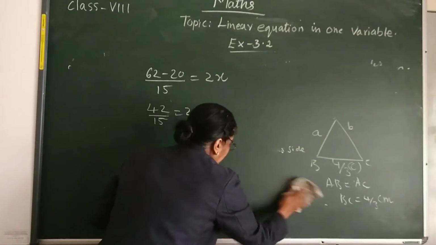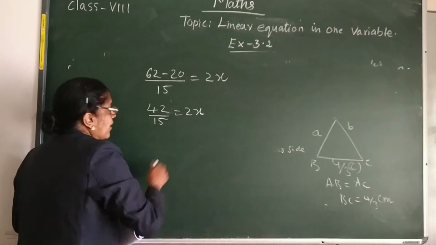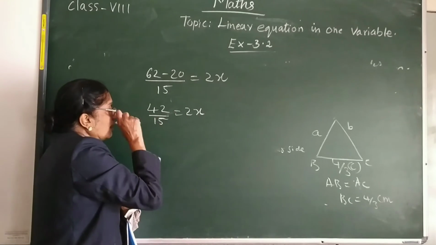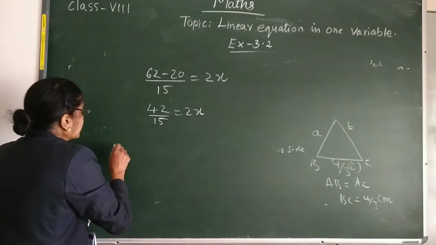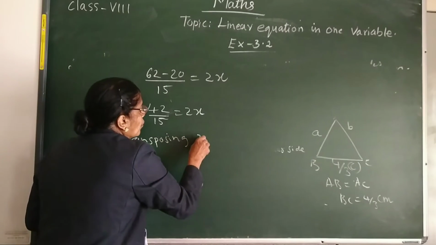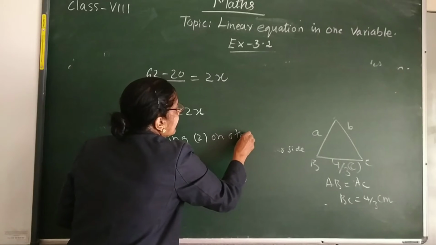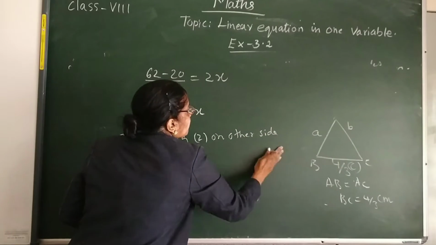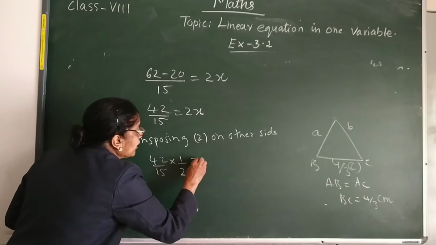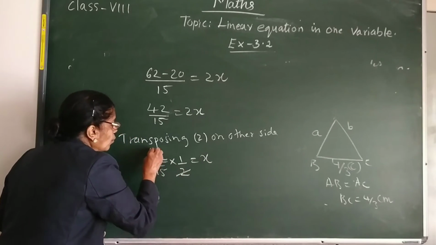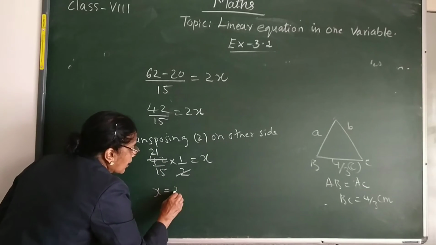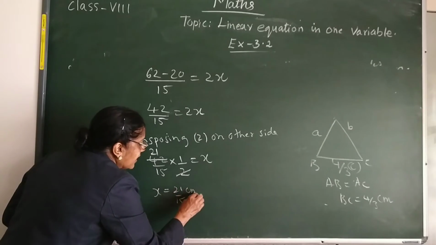Now, what do we have to do? We have to now transpose 2 to the other side. So, it is multiplication. Where will it go? It will go in the denominator. So transposing 2 to the other side, what will you get? 42 by 15 into 1 by 2 is equal to x. 2 ones are 2, 2 twos are 4, 2 ones are 2. So x is equal to 21 by 15 centimeters.